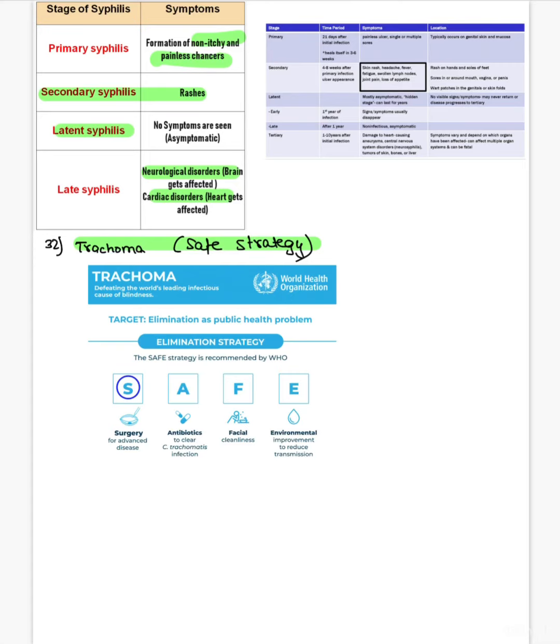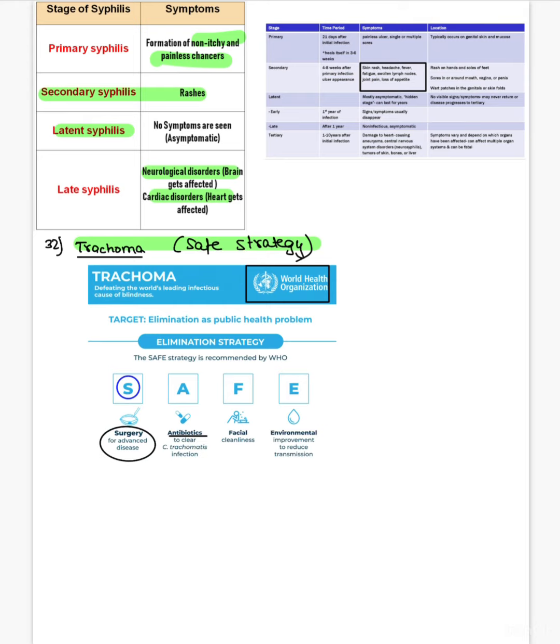That is secondary syphilis. Now coming on to trachoma. Trachoma is caused by Chlamydia trachomatis. WHO has given a strategy known as the SAFE strategy. S means surgery, A means antibiotics, F means facial cleanliness, E means environmental protection. So if they ask you what is the meaning of S in the SAFE strategy, that is surgery.